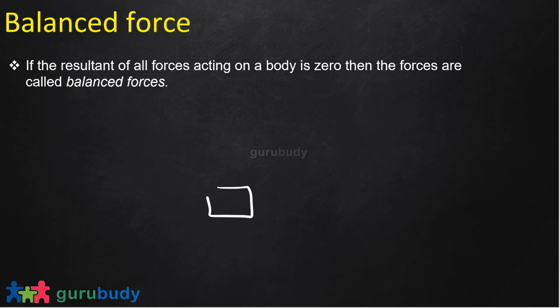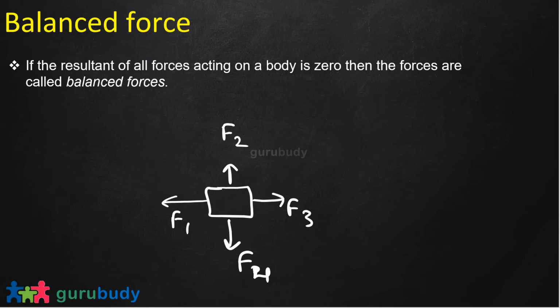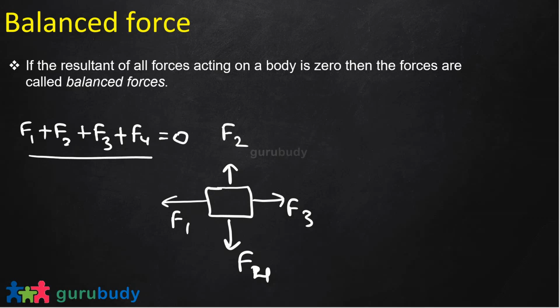Let's say we have an object and there are a lot of forces acting on it, like F1, F2, F3, F4. If I sum them all up, and F1 plus F2 plus F3 plus F4 is equal to 0, if the sum of all the forces is 0, this is important, then I will say this object is under balanced force and the object will not move, because the forces are balanced.